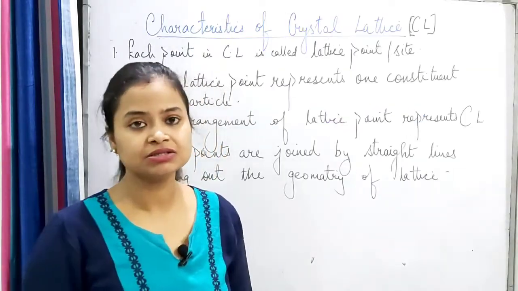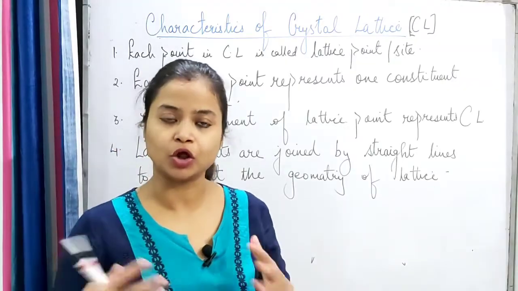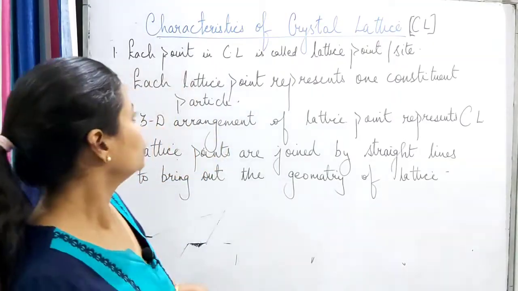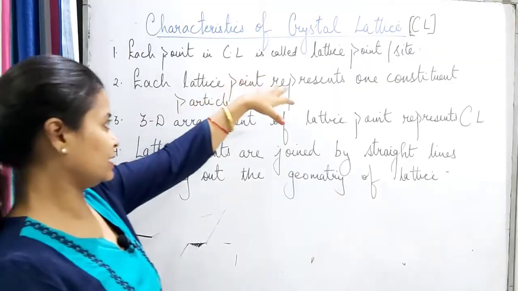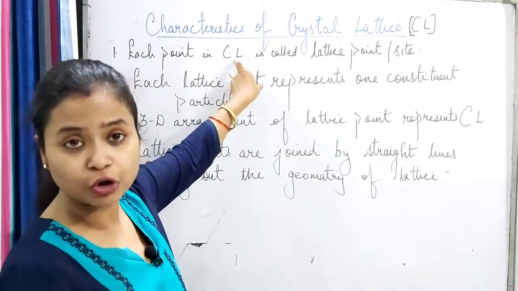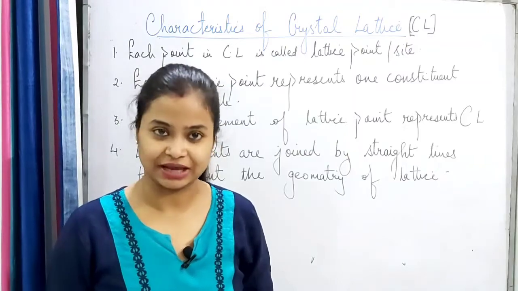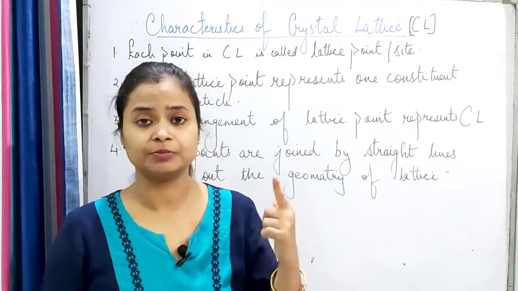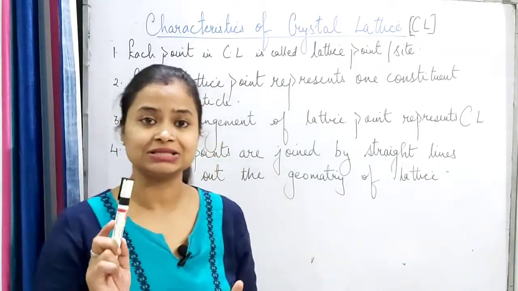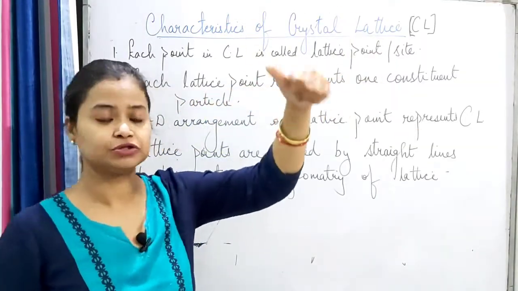Now let's see the characteristics of crystal lattice. We have seen that unit cells join and repeat in all the directions to give us the space or crystal lattice. So the first characteristic of crystal lattice, I have written in short form CL, is that each point in crystal lattice is called lattice point or lattice site. That has been shown to you in the previous video by the diagram. So if you have any doubt, go through that previous video once again. So each point is called as what? Lattice point or lattice site. Even we have seen the definition of it.